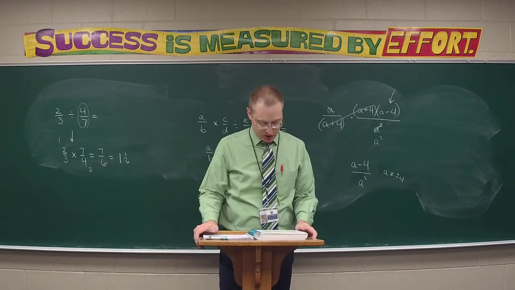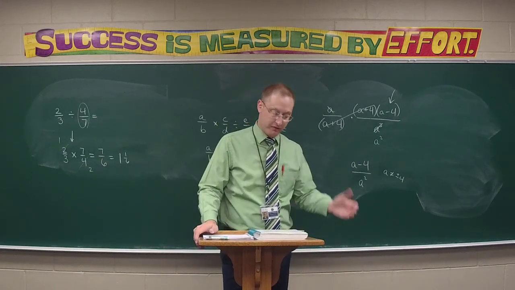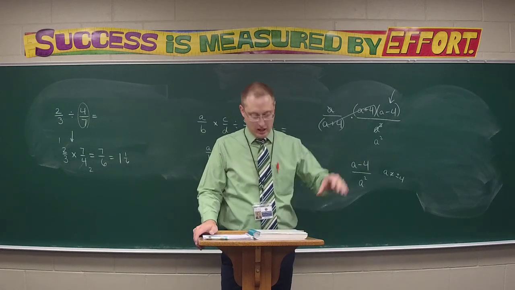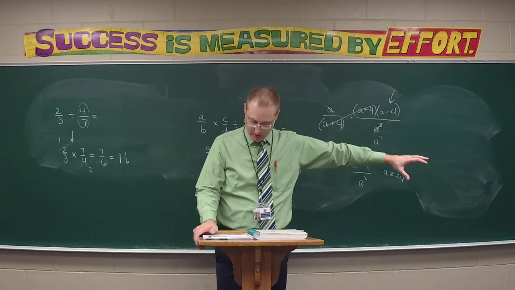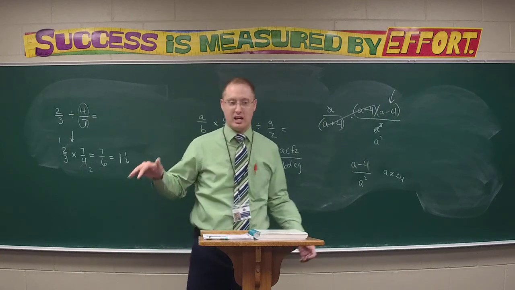We've got this x plus 3 over x minus 4, divided by x squared plus 6x plus 9 over x squared minus 2x minus 8. We don't divide fractions, class.